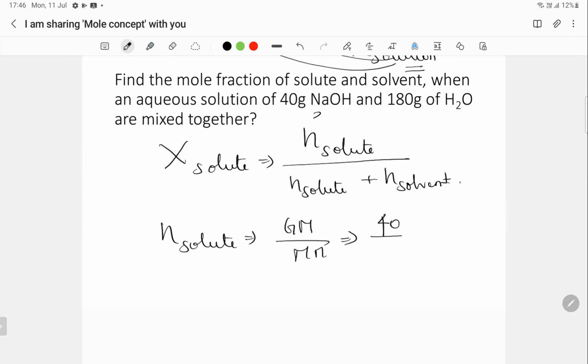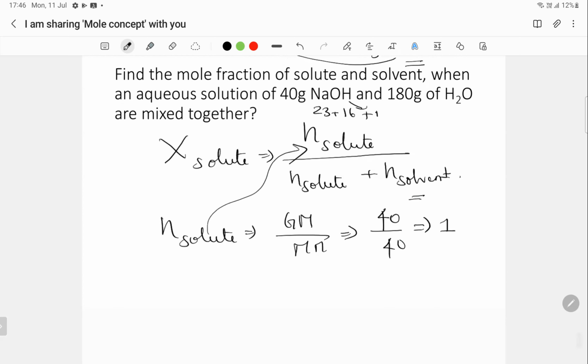For sodium, it's 23. For oxygen, it's 16. And for hydrogen, it's 1. So it's 40. 40 divided by 40 is 1. So now we have calculated the number of moles of solute. Next, calculate the number of moles of solvent.